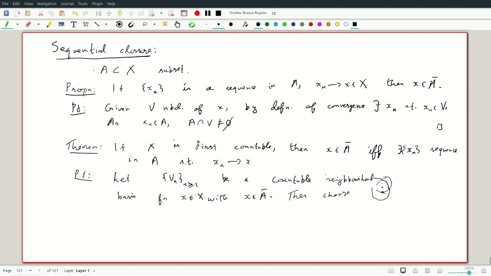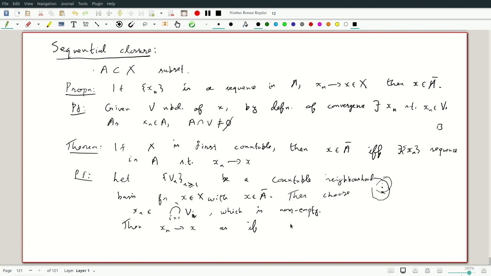choose Xn in the intersection, i equals 1 to n, of Vi. So I look at Xn which is inside these things, which is non-empty. Then we can see Xn converges to x.